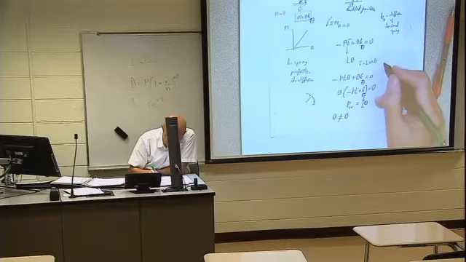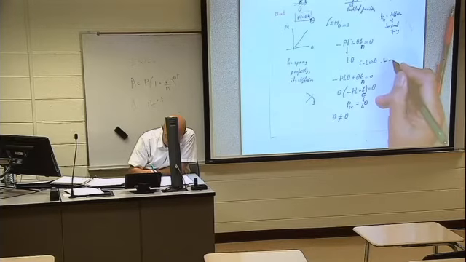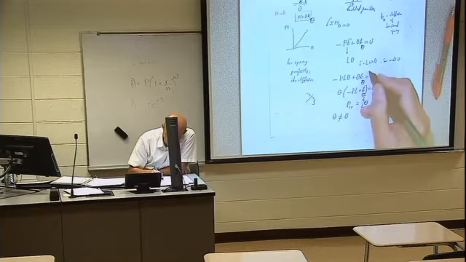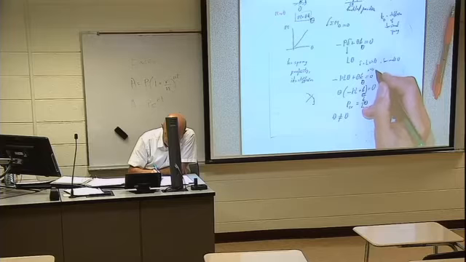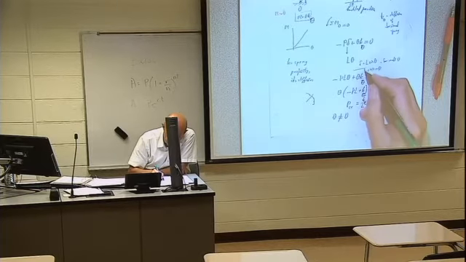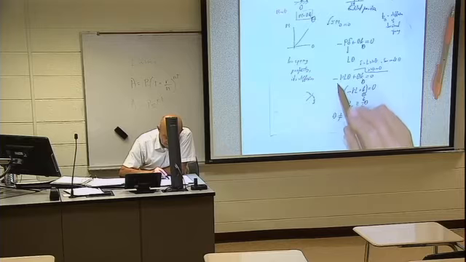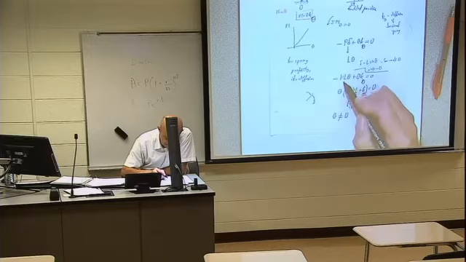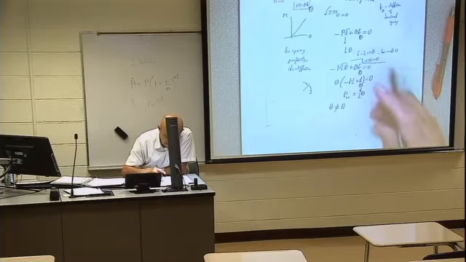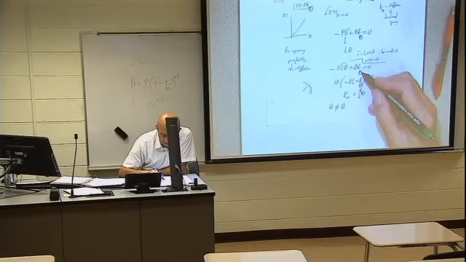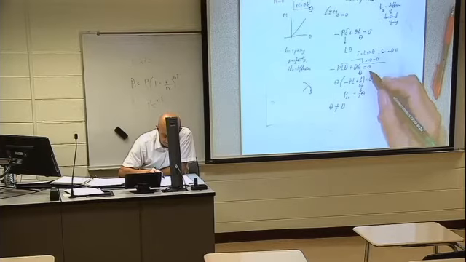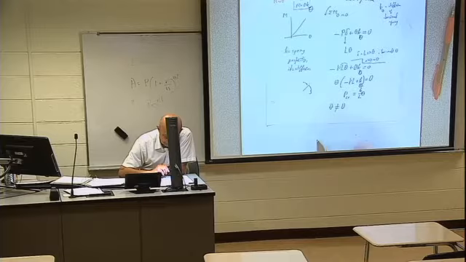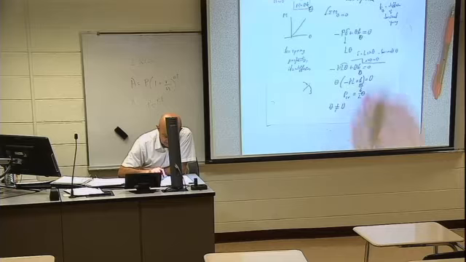But for small theta, we know from calculus that sine theta is approximated as theta. So then we get minus P L times theta, plus theta K theta equals 0. Now we can take out the theta. And what is left here is minus PL plus K theta equals 0.